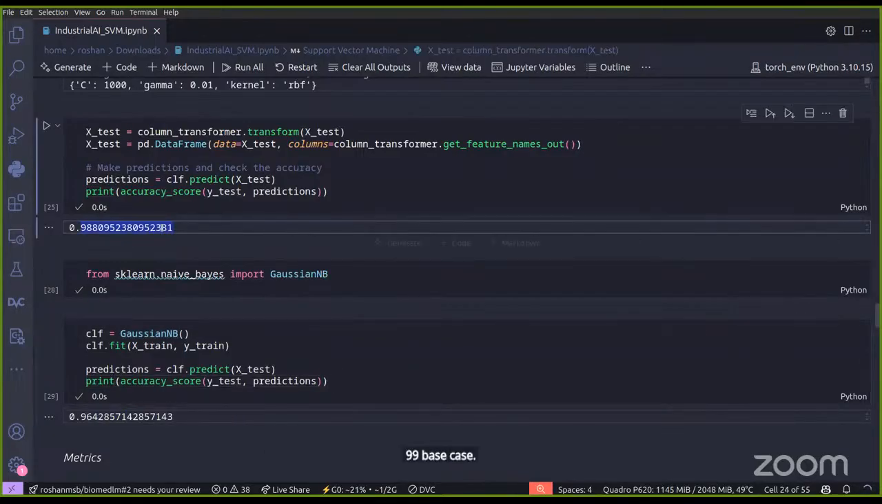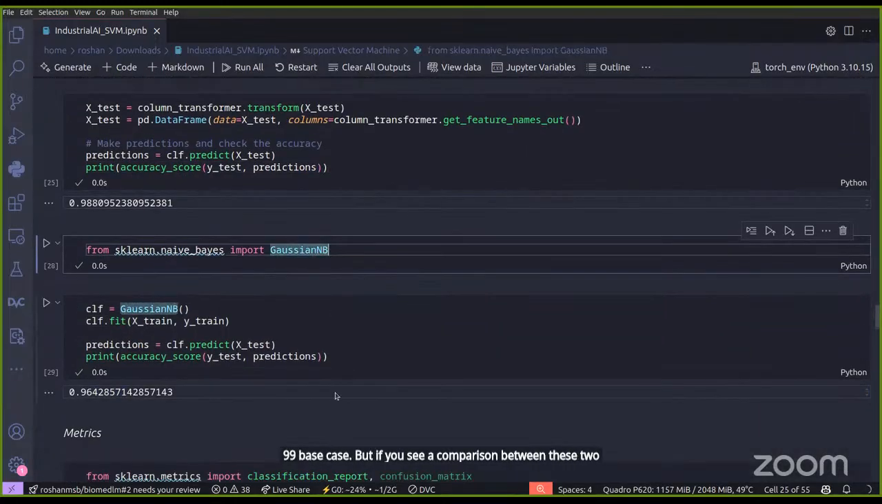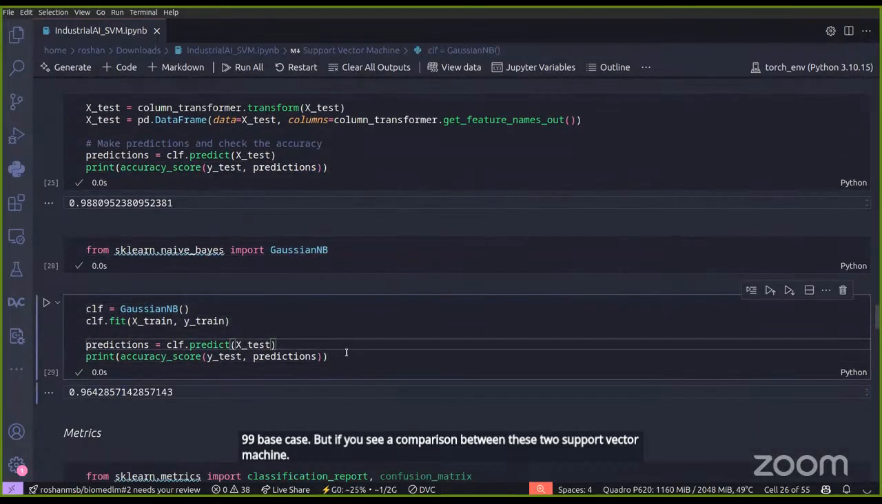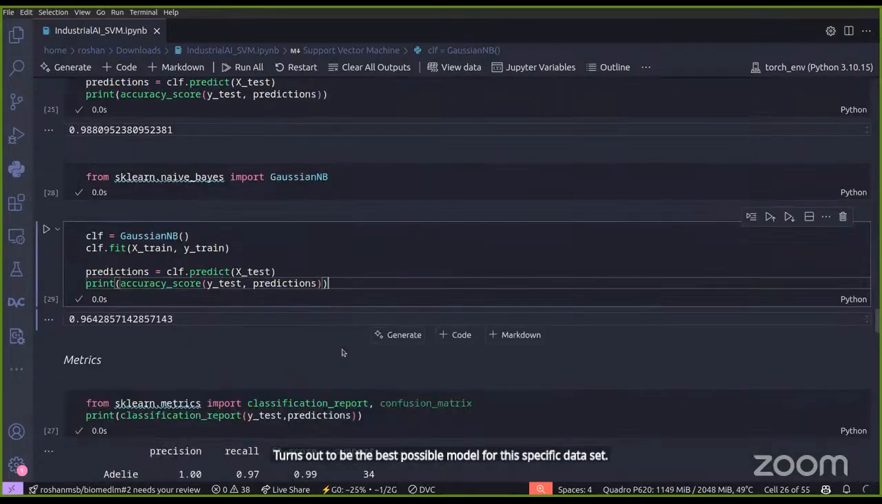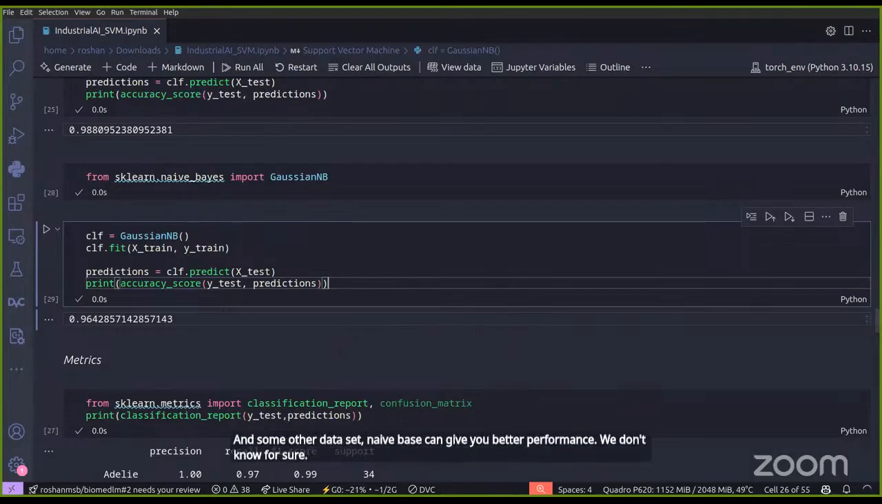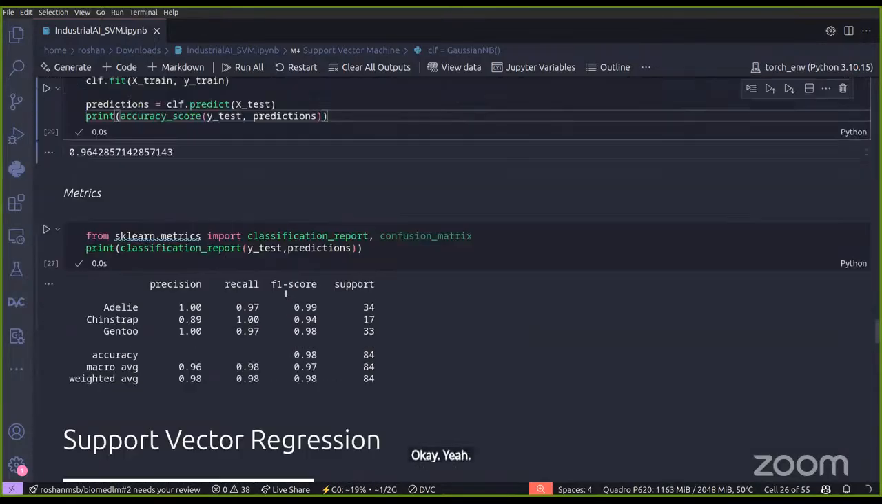But if you see a comparison between these two, support vector machine turns out to be the best possible model for this specific data set. In some other data set, naive Bayes can give you better performance. We don't know for sure. Okay. Yeah. Any doubts?